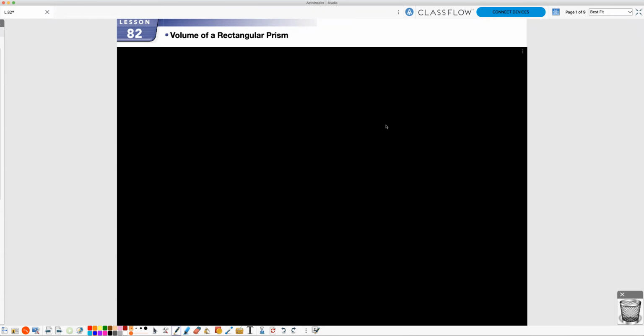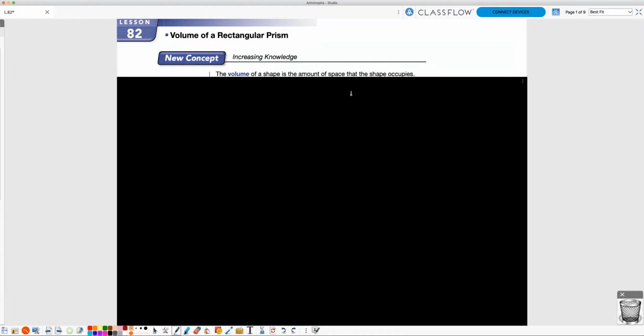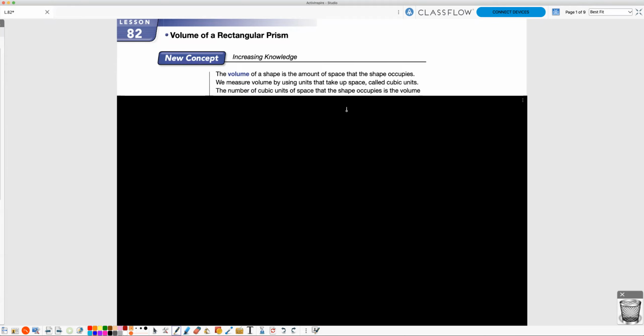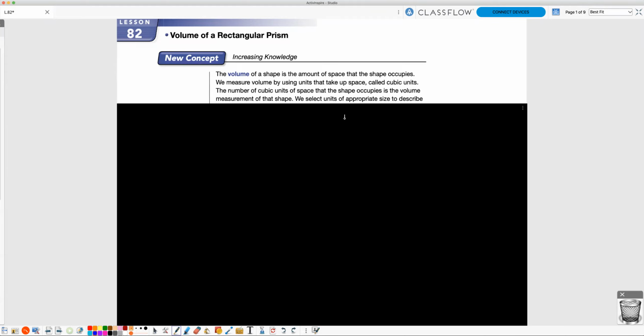This is lesson 82, volume of a rectangular prism. The volume of a shape is the amount of space that the shape occupies. We measure volume by using units that take up space called cubic units. The number of cubic units of space that the shape occupies is the volume measurement of that shape.